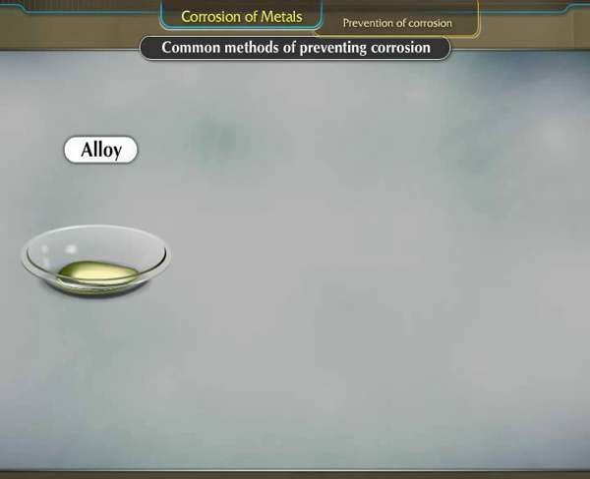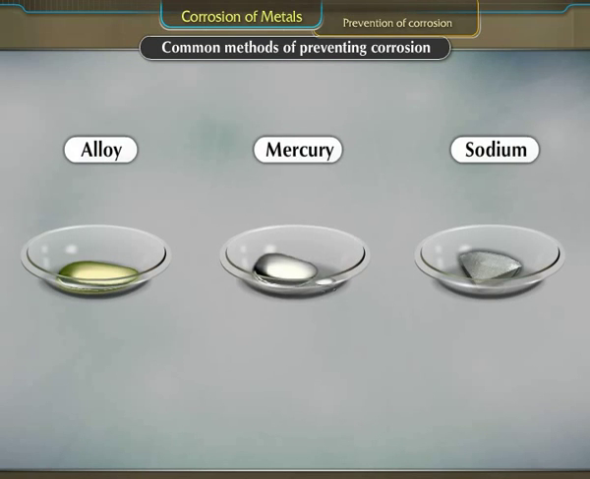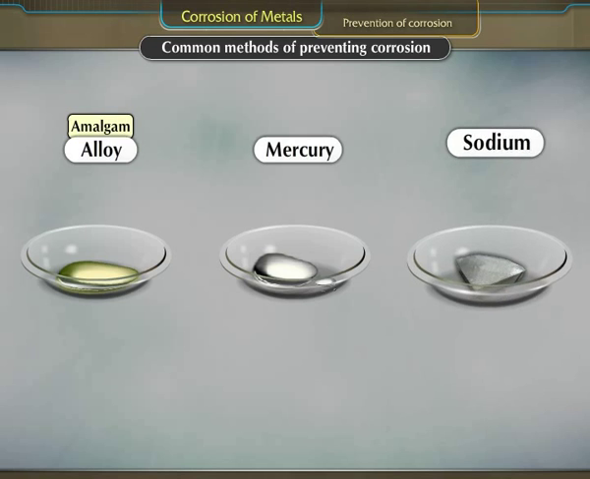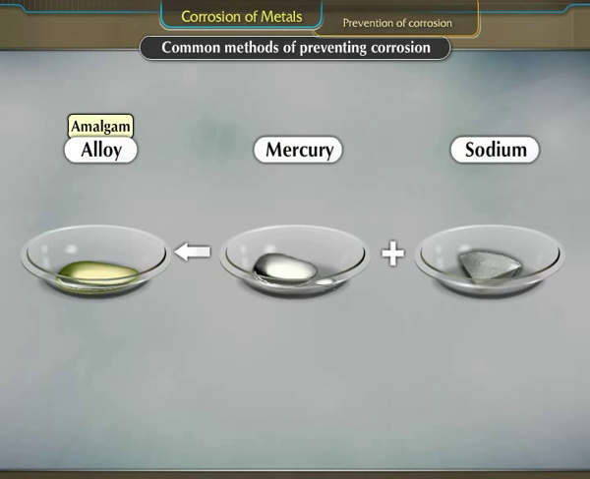If in an alloy one of the metals is mercury, then the alloy is called an amalgam. For example, a solution of sodium metal in mercury metal is called sodium amalgam.